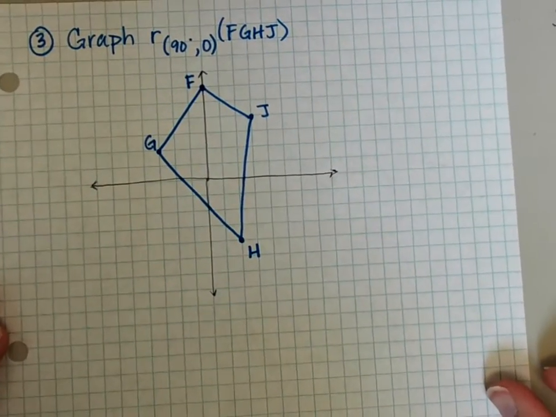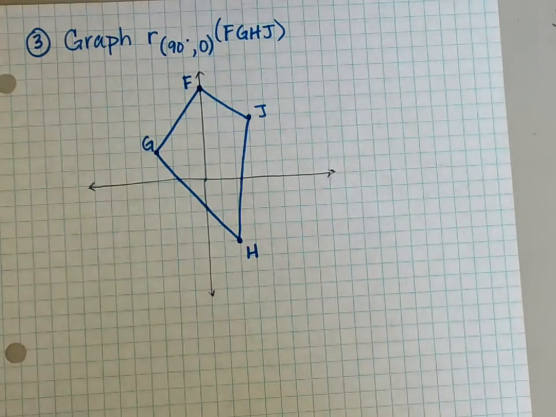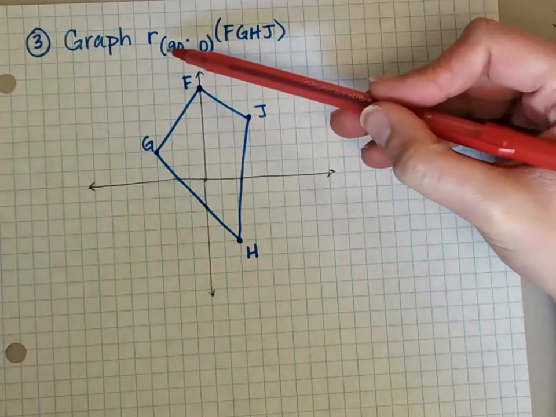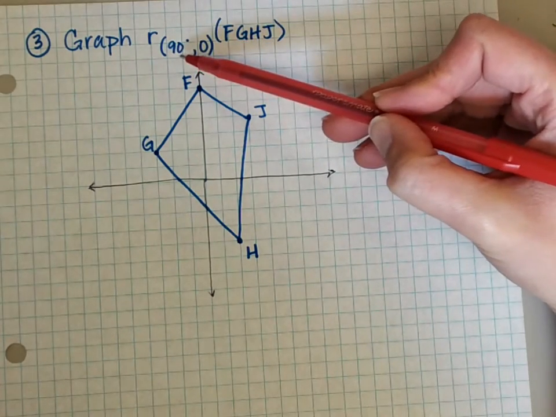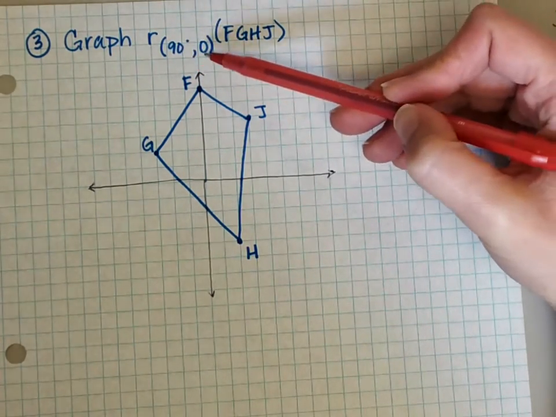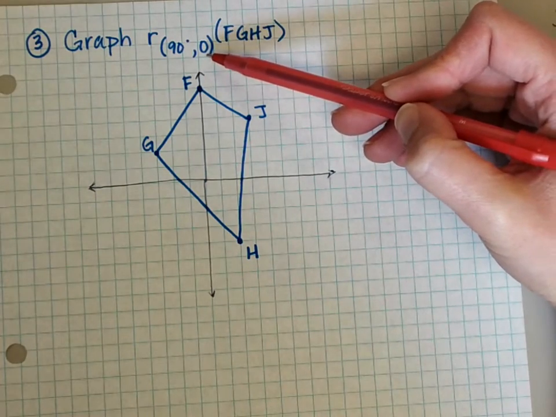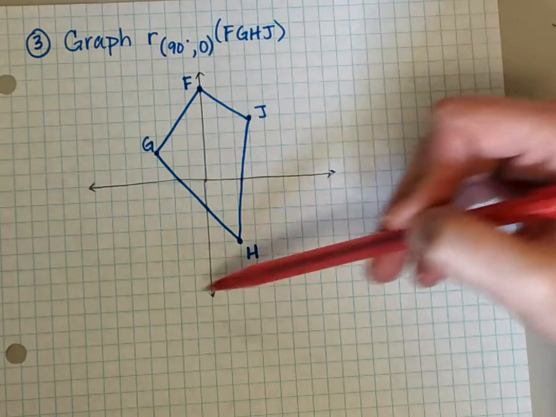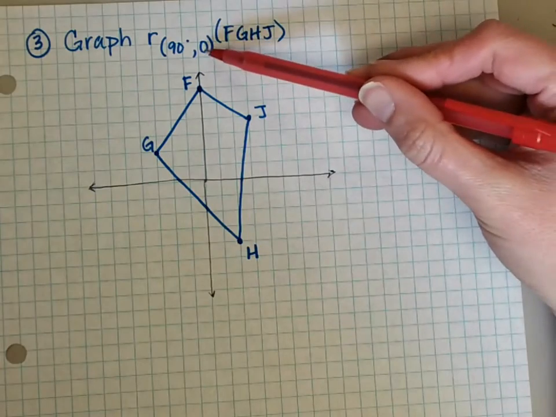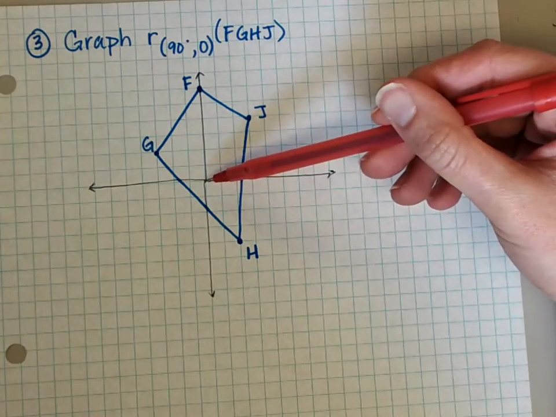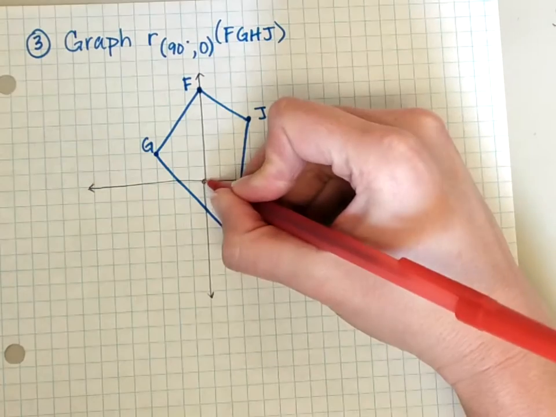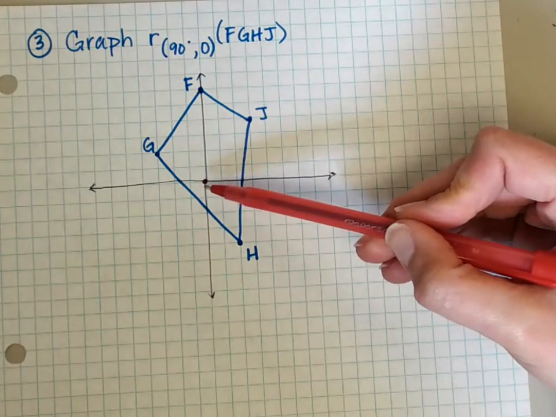Number 3, we're going to graph figure FGHJ. Remember the 2 numbers that are given under the lowercase r. The first number is how many degrees you're rotating it. The second thing you see is where you're rotating it around. I don't see point O anywhere, so when you see O, that refers to the origin on a grid. So I'm going to be rotating it about this point, the origin.